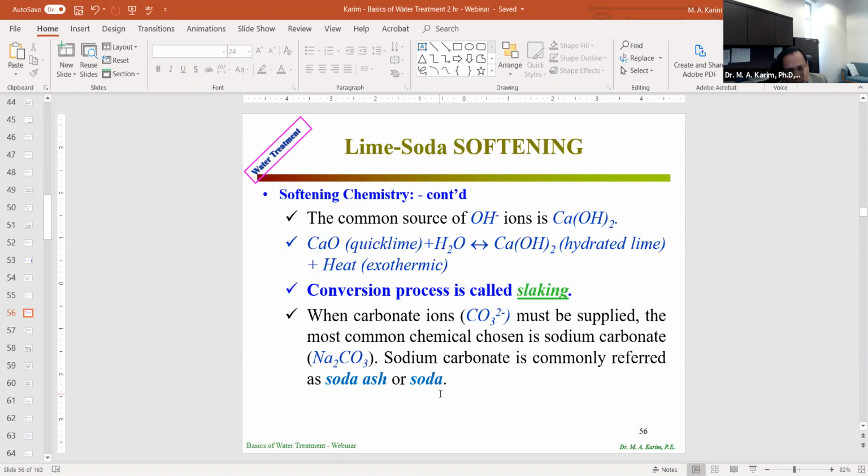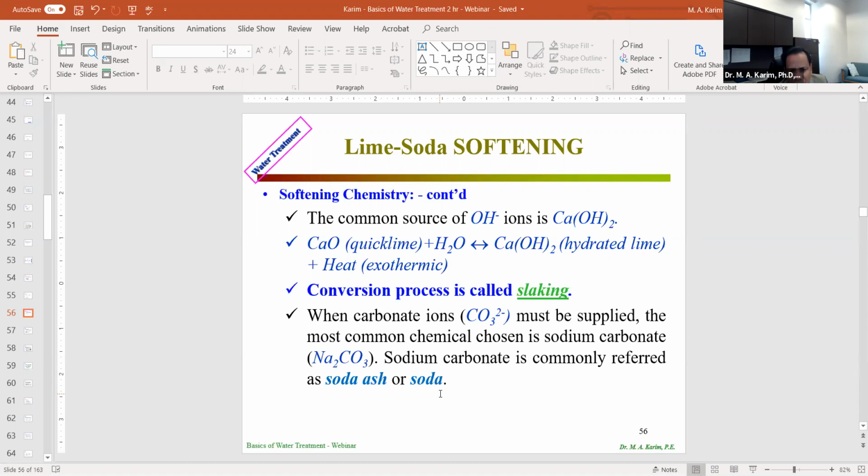When carbonate ions must be supplied, the most common chemical chosen is sodium carbonate, that means soda, right? Because we need some carbonate. Why? Because carbonate can help us to bring the pH up, number one. And number two, it will combine with calcium to form calcium carbonate, and it will precipitate and settle down.